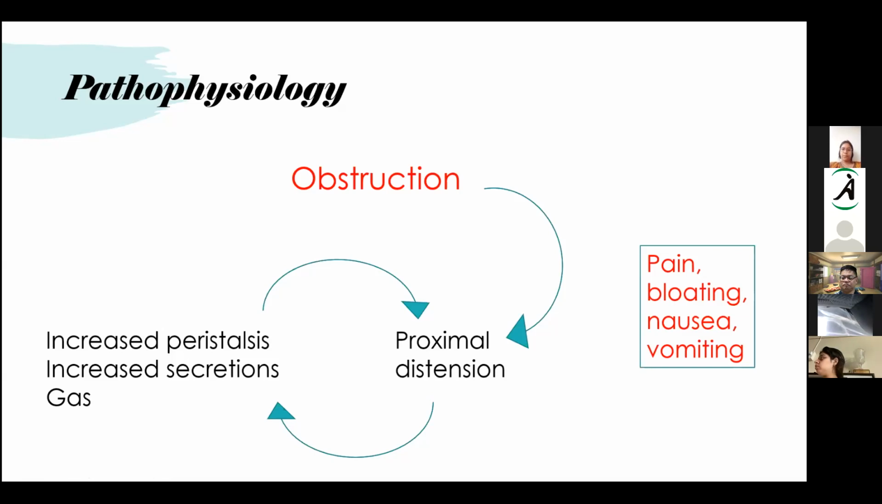So if the obstruction is in the upper GI, if the gut cannot push the food particles forward, the next way of managing the obstruction would be to take it backwards to the mouth. So there will be sensations of nausea and vomiting. So this is actually the first stage of obstruction.